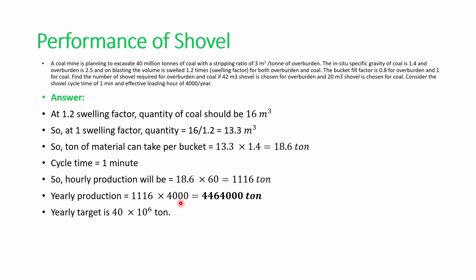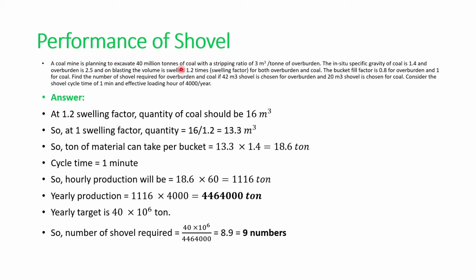Our target is 40 million ton, and by implementing one shovel we are getting this much tonnage of material. So we are not achieving our target, so we need to implement more shovels. So the number of shovels required equals 40 million ton divided by this value. So it's around 8.9. So we need at least 9 shovels for achieving the 40 million ton production target of coal.